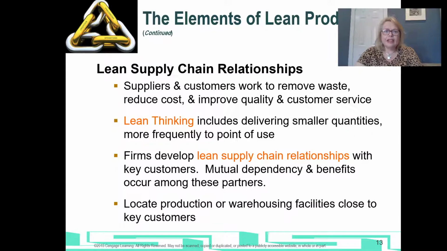On slide 13, you can see that lean thinking is about smaller quantities. That's a test question, that second bullet. It's about smaller quantities. We want to develop relationships with our suppliers across the supply chain, so both our customers and our suppliers. And we want to make sure that we have production or warehouse facilities close to the key customer.